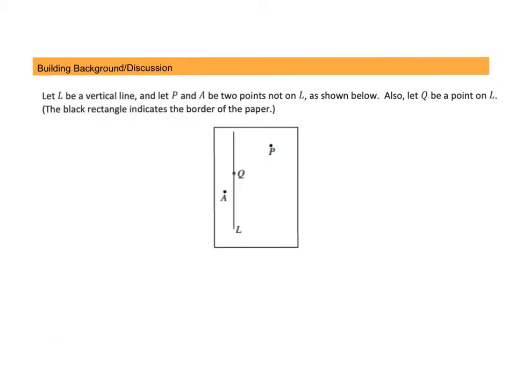All right, to just build some background and discuss what this lesson is going to be about, we're going to walk through this little example. It says, let L be a vertical line. I'll highlight L in yellow. Okay, and let P and A be 2 points not on L, as shown below. So we have P and we have A. They are not on the line. They're just kind of near it. Also, let Q be a point on L. So Q is a point on that line. The black rectangle indicates the border of the paper.